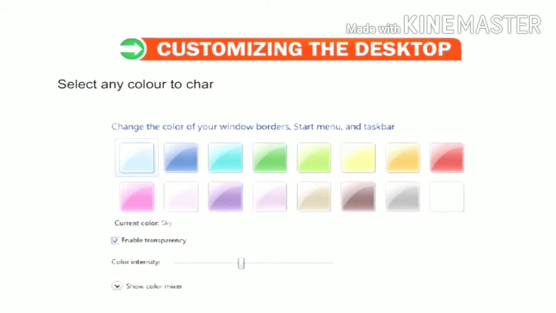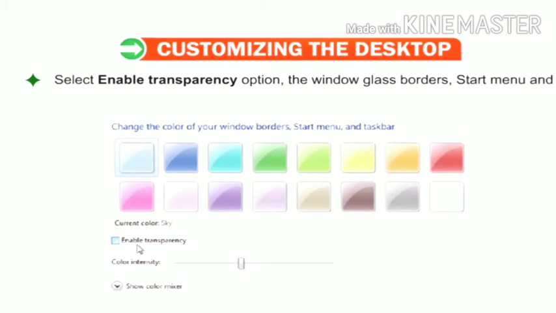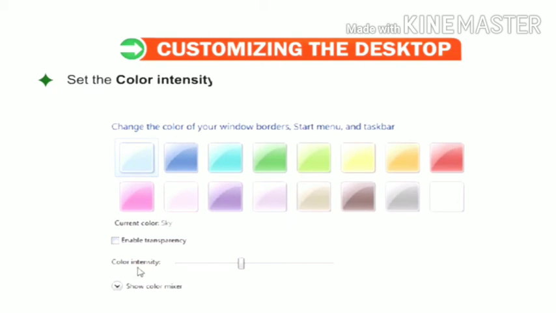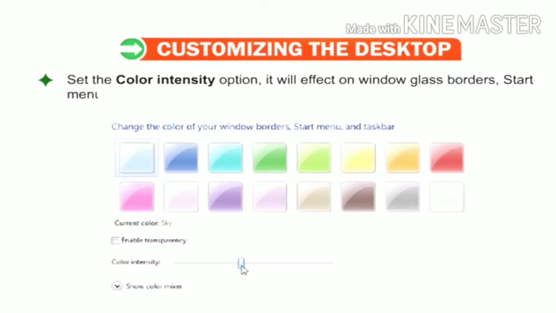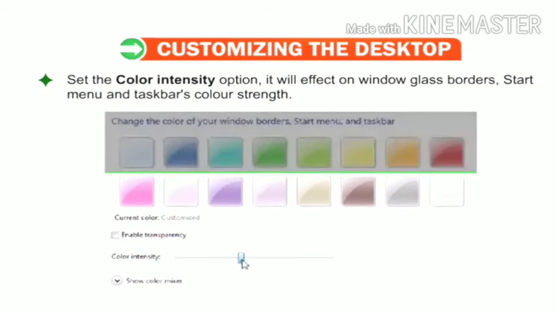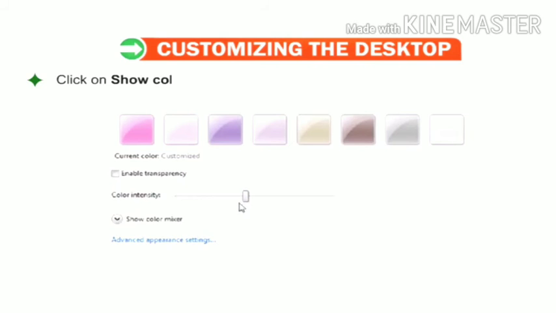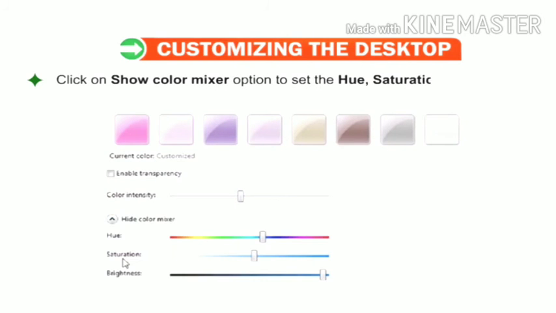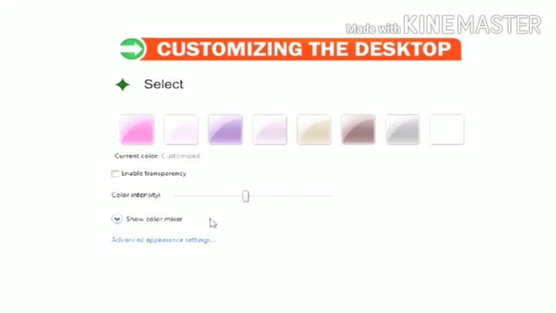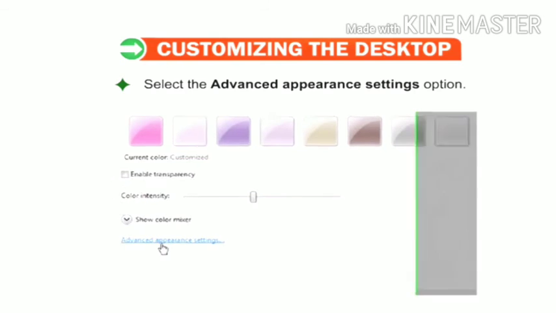Select any color to change the window's borders, Start menu and taskbar. Select the Enable Transparency option. The window glass borders, Start menu and taskbar will become transparent. Set the color intensity option. It will affect the window glass borders, Start menu and taskbar color strength. Click on the Show Color Mixer option to set the hue, saturation and brightness to give a color effect. Select the Advanced Appearance Settings option.